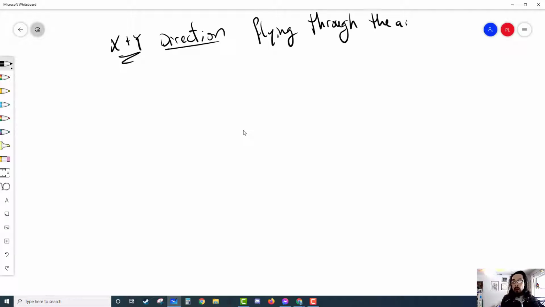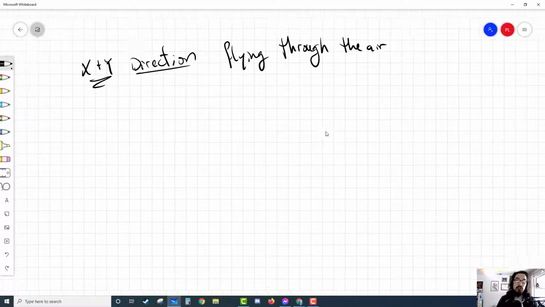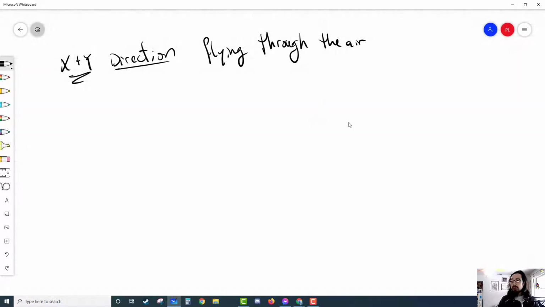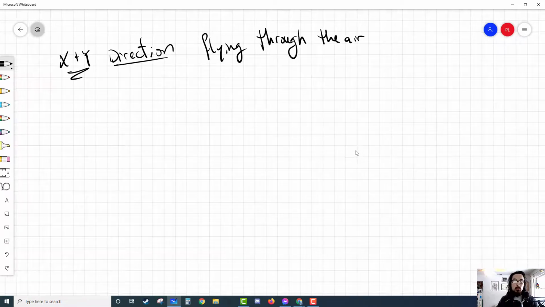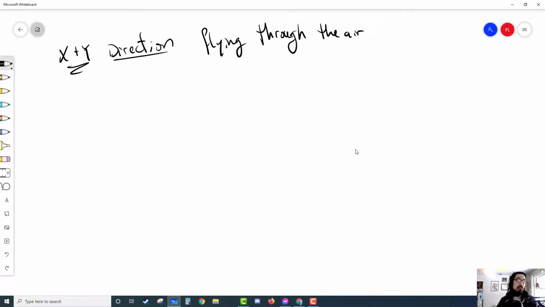Now what I'm going to do is dissect a simple projectile motion. I want to do that because if you understand how to get the different parts of a projectile motion, you should be able to solve any projectile motion problem. All right, so let's begin.